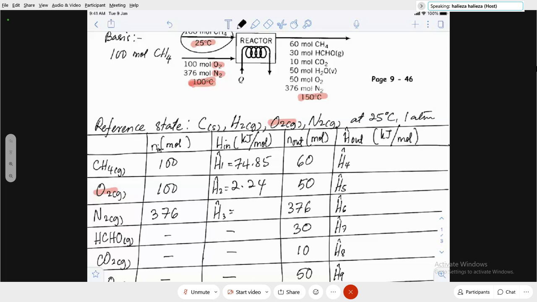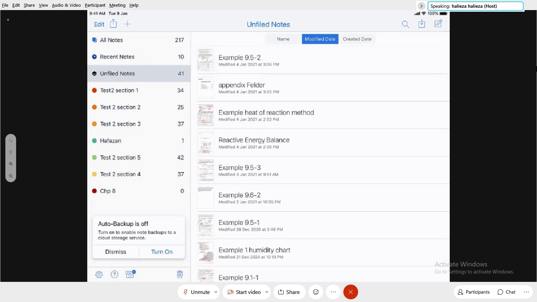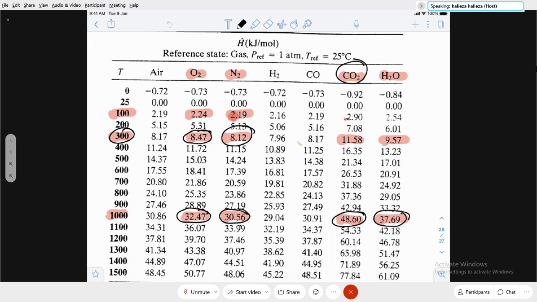And for your nitrogen, 2.19. That is for 100. Your outlet is at 150. Okay, 150. And if you go back to the appendix, you're not going to have any 150 listed. It's not listed down at 100. It's somewhere between 100 and 150.